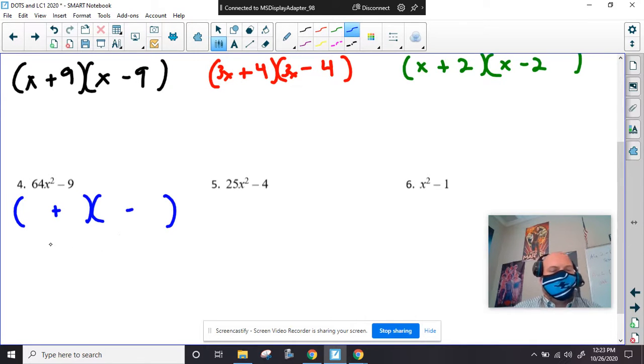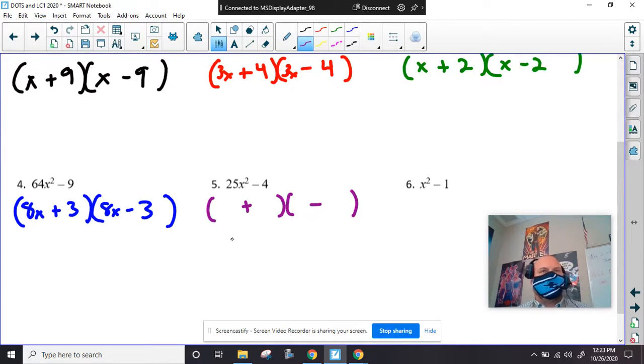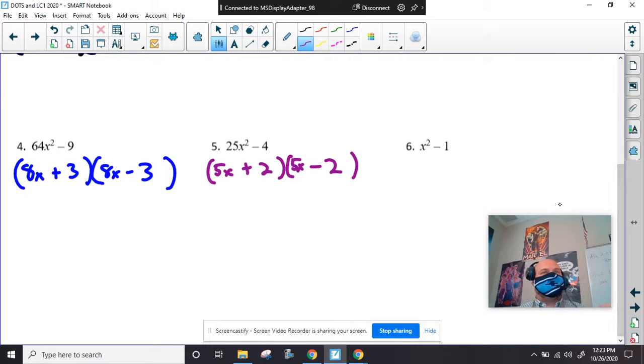What's the square root of 64? 8. And 9, y'all said was 3. All right. Square root of 25. Yep. And square root of 4 is 2. Now, believe it or not, I've had people miss this on number 6.